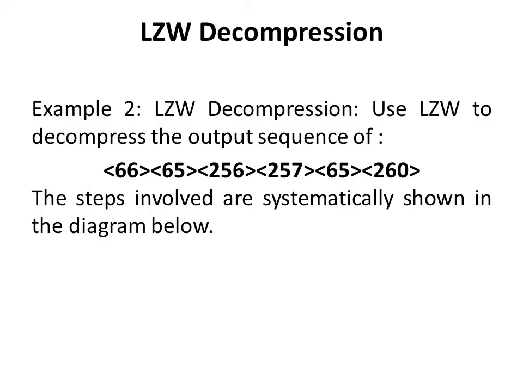Now we look at LZW decompression. So what I have done is I have got an output sequence from the previous example only, which I am continuing. Supposedly this is the output sequence, for which I may have to refer to whatever code table I had produced in the previous example. Because here, the sequence I got is 66, 65, 256, 257, 65 and 260. So let's go to the next slide where I have explained in diagram form how the steps of decompression are achieved.